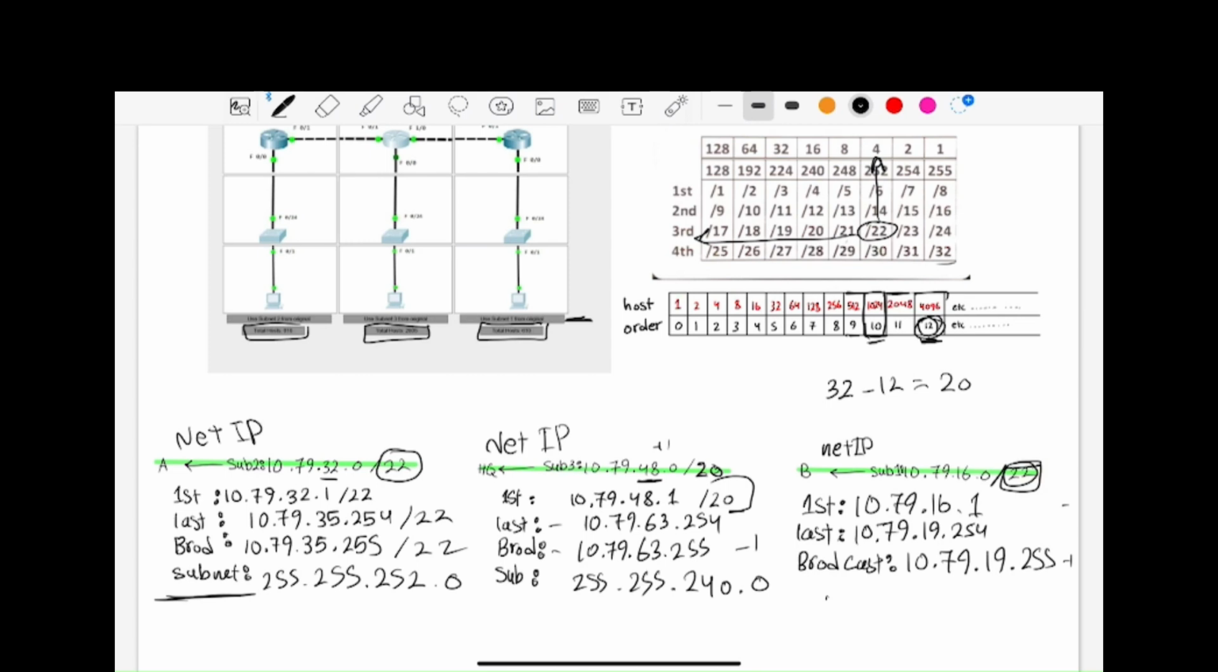Our subnet mask will be, since it's a /22, the third octet 252. After that will be zeros. Before that will be 255. So that will be 255.255.252.0.